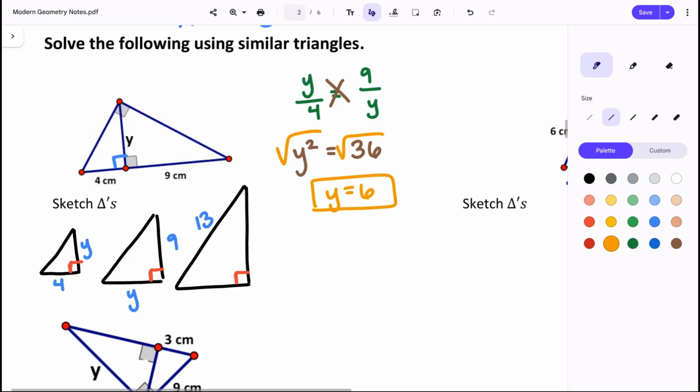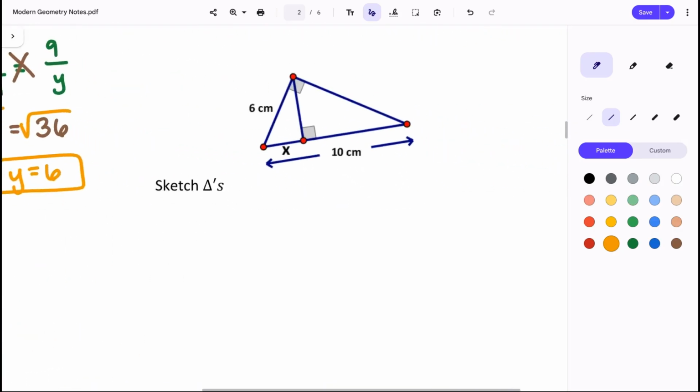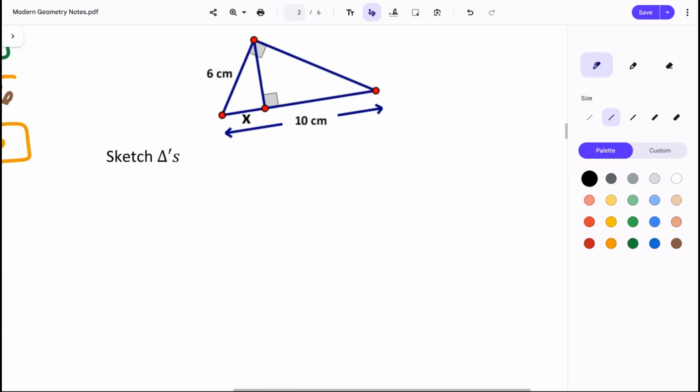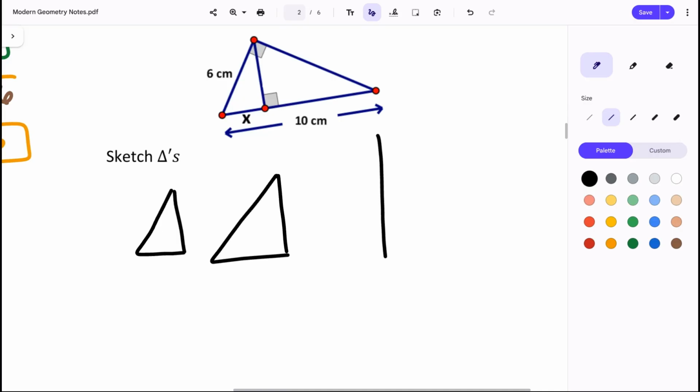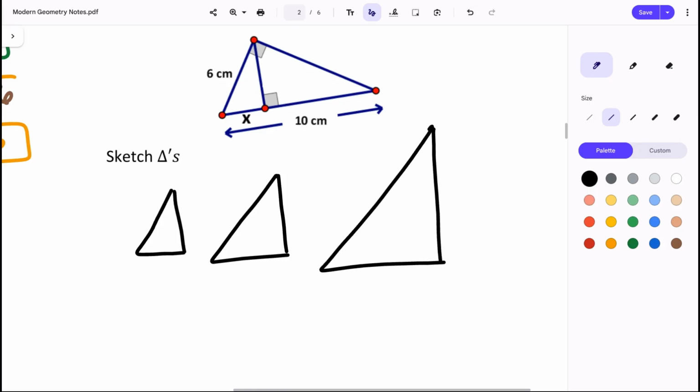Okay, let's do the next one. It's going to be similar to this, but they're going to maybe make it a little bit more challenging for us. So the first thing is let's draw out our 3 triangles, our small one, medium-sized one, and our big one. Okay, go ahead and take a minute and try to label what you can.